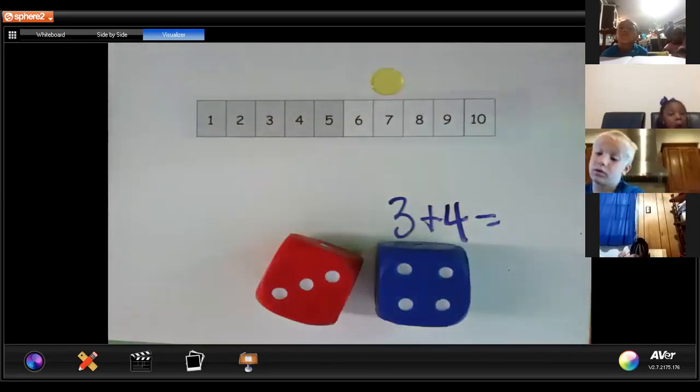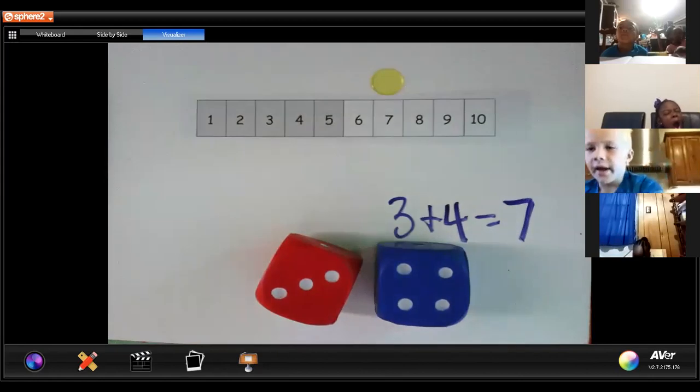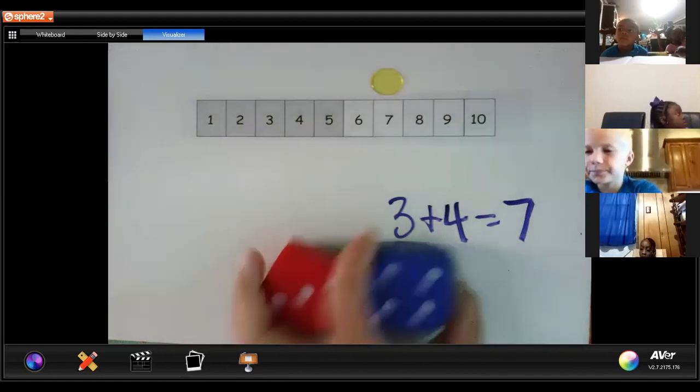What number did we land on? 7. So guess what 3 plus 4 equals? It equals 7.